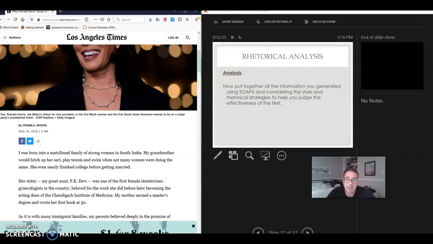Okay, so that's it for now. That's just a handy tool I like to use, SOAPSTone. Again, I like it because it gets you to pause and think about what goes into a piece of writing before you get into the actual content of the writing.